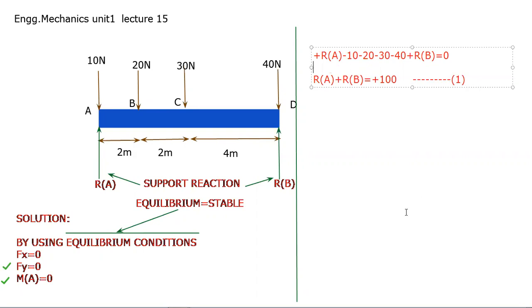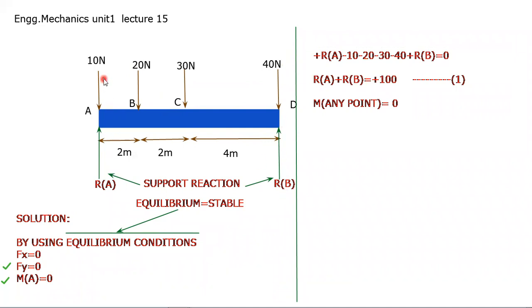Okay, now how to find equation number 2? To find equation number 2, we are going to consider one phenomenon, that is moment at any point is equal to 0. Now, how to use this? First of all, consider the forces: 10 Newton, then 20 Newton, then 30 Newton, then 40 Newton, and then RB.